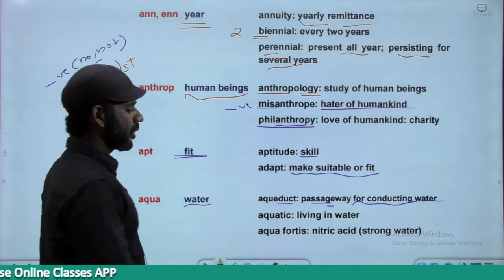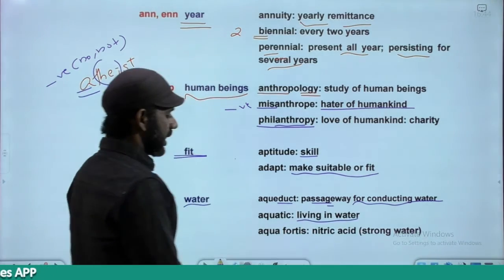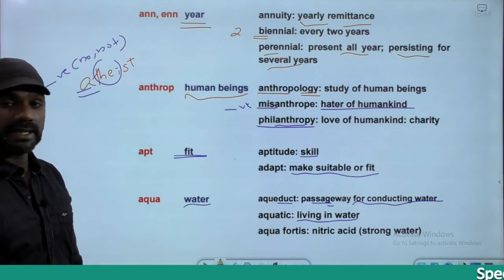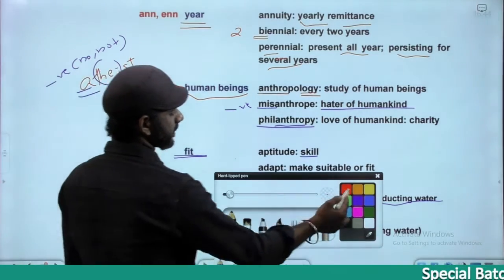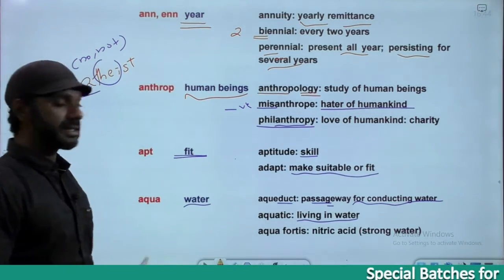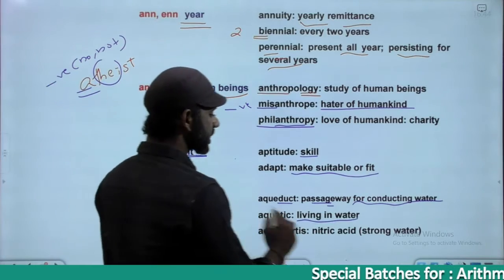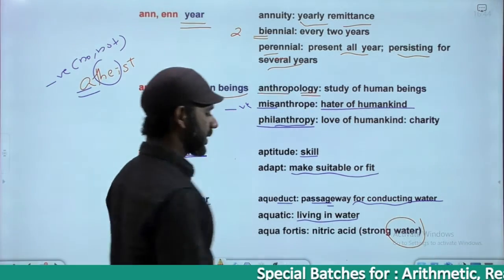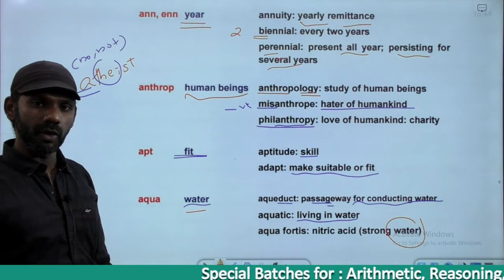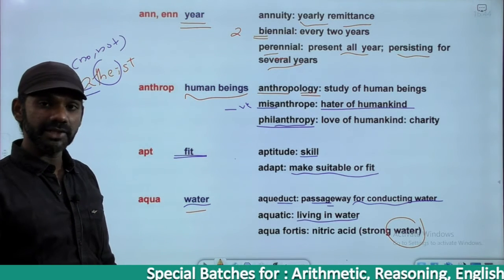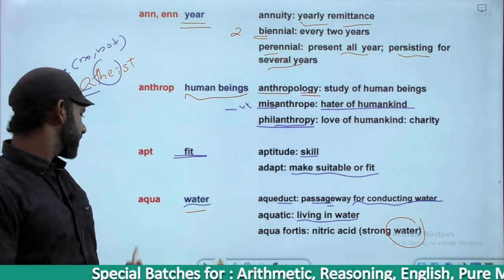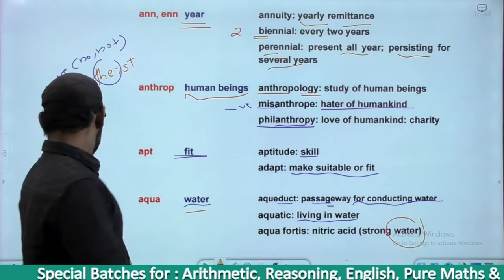Aquatic means living in water, aquatic animals. Aqua fortis is nitric acid. This term comes in chemistry actually. Nitric acid is called strong water, right? So aqua fortis is nitric acid, which is strong water. So aqua means water.